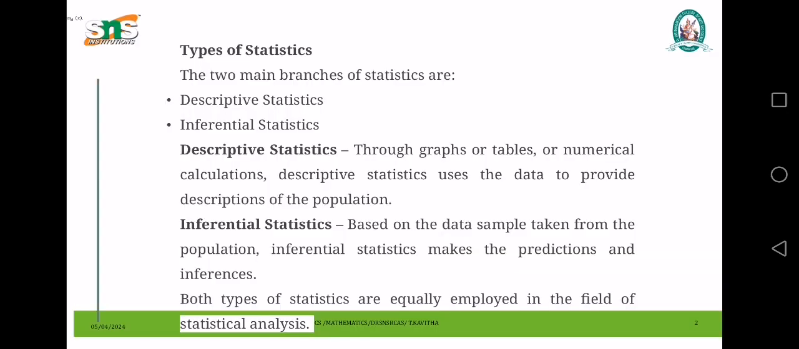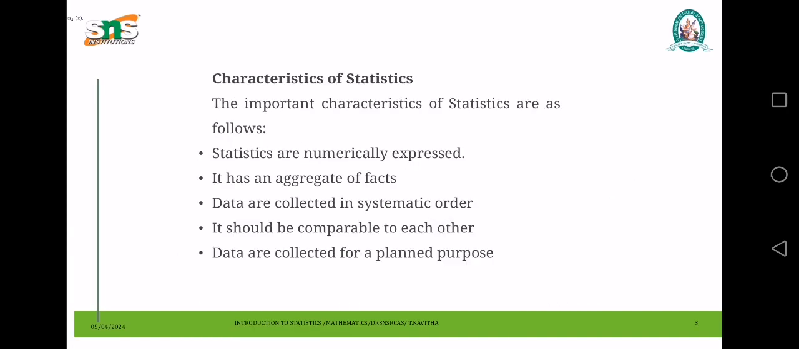Types of statistics. The two main branches of statistics are descriptive statistics and inferential statistics. Descriptive statistics. Through graphs or tables or numerical calculations, descriptive statistics uses the data to provide descriptions of the population. In inferential statistics, based on the data sample taken from the population, inferential statistics makes the predictions and inferences. Both types of statistics are equally employed in the field of statistical analysis.